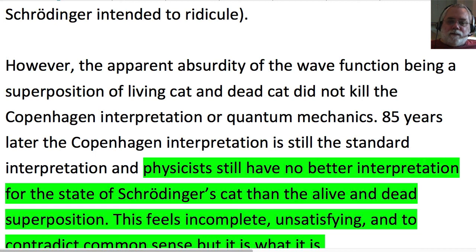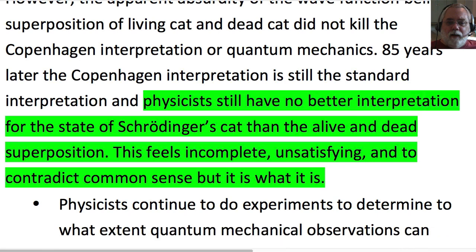However, the apparent absurdity of the wave function being a superposition of living cat and dead cat did not kill the Copenhagen interpretation or quantum mechanics. 85 years later, the Copenhagen interpretation is still the standard interpretation, and physicists still have no better interpretation for the state of Schrödinger's cat than the alive and dead superposition.